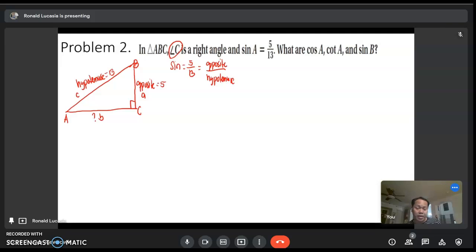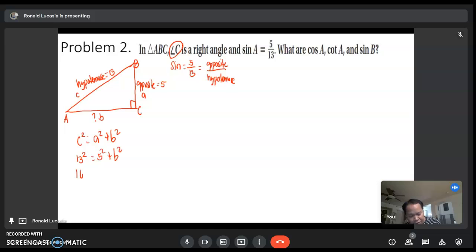Since we have a 90-degree angle, we can use the Pythagorean theorem to solve for the missing side, which gives us C squared is equal to A squared plus B squared. C, which is the longest side, is 13. A is 5 and B is missing. So 13 times 13 is 169. 5 squared is 5 times 5, that is 25. And then you copy B squared.